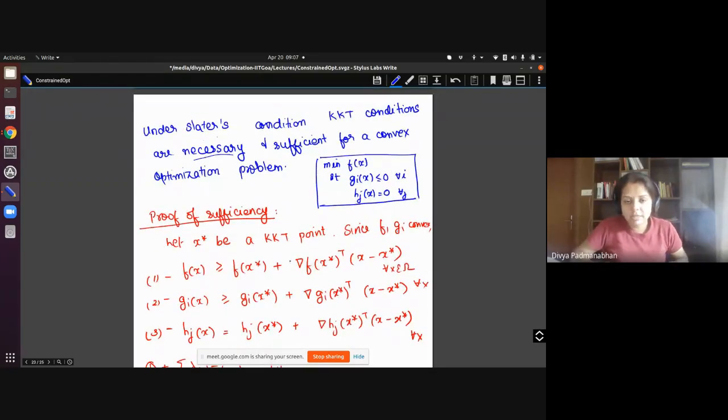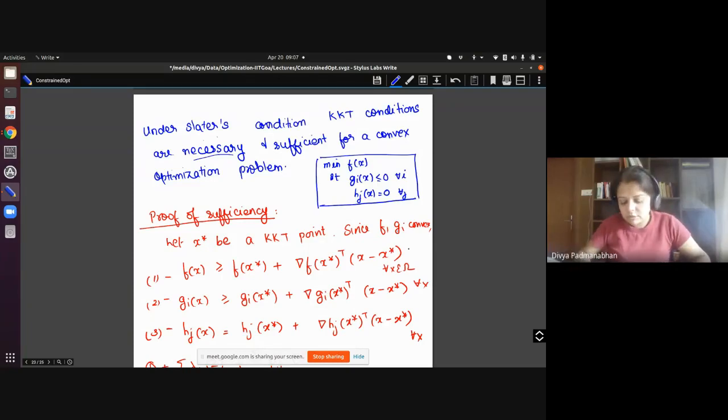You're given that x star is a KKT point, and since it's a convex optimization problem, we have that f and g are convex functions, and h has to be an affine function. Otherwise there is no way the feasible region can be convex if h is not affine. So the equality conditions all need to be affine.